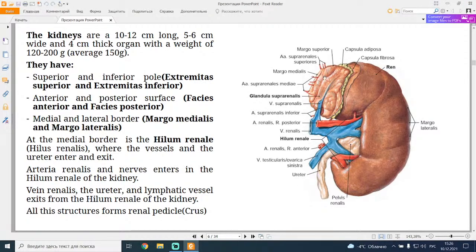This is the glandula suprarenalis. Superior and inferior pole, anterior and posterior surface, medial border or margo medialis, margo lateralis. It is the hilum renale.